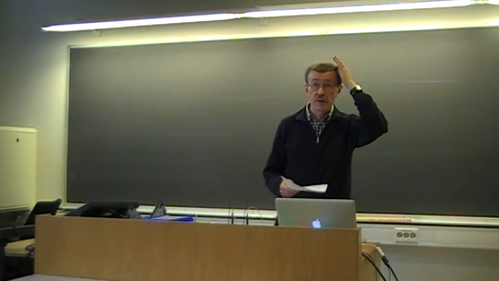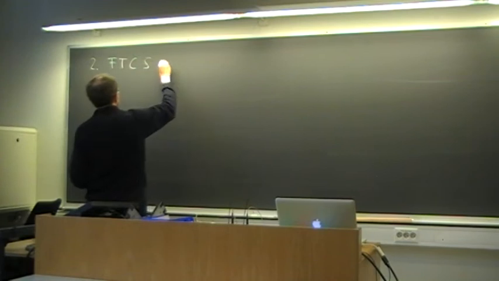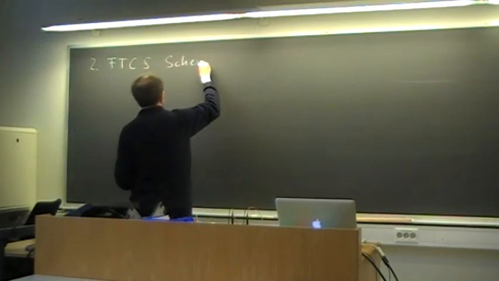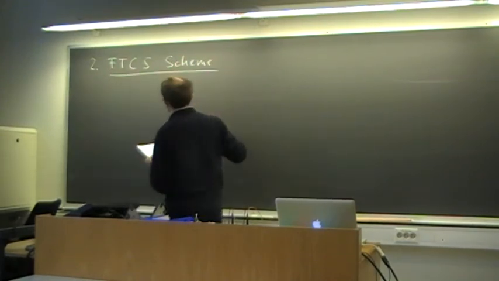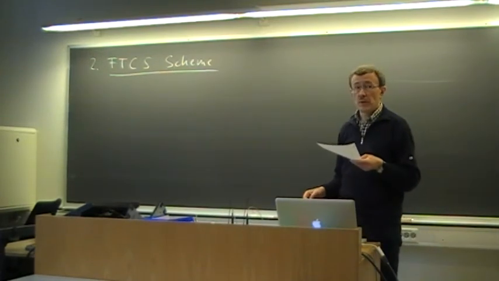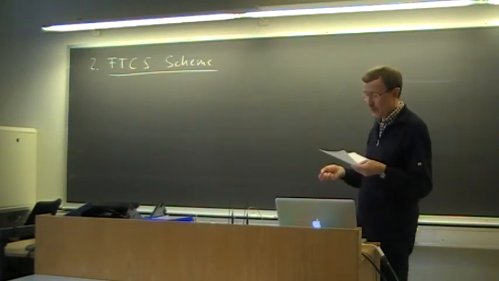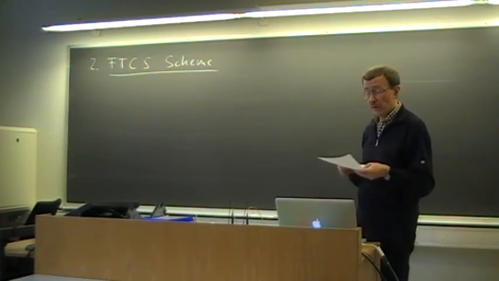Okay, let's continue now with the discretization of the convection-diffusion equation. And the first scheme that we are going to look at is the forward time centered space scheme that we have already seen for the diffusion equation where we can use it, and for the convection equation where we cannot because it's unstable. But now we are considering it here for the convection-diffusion equation.